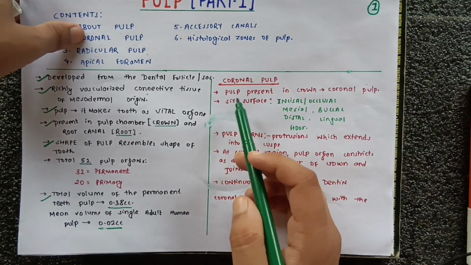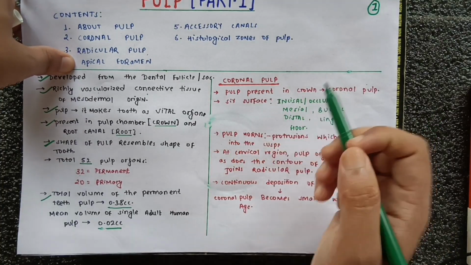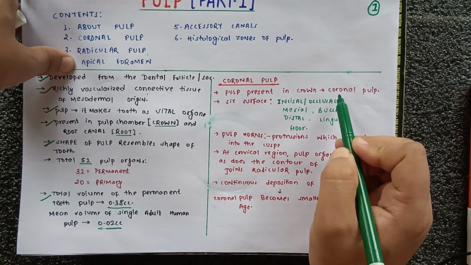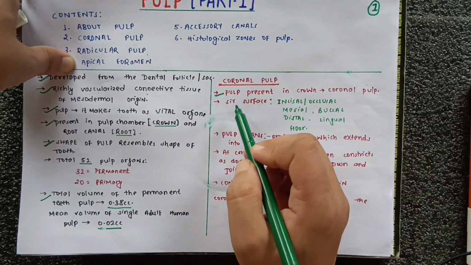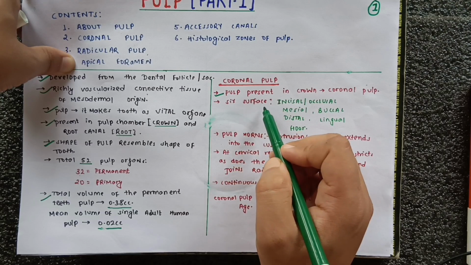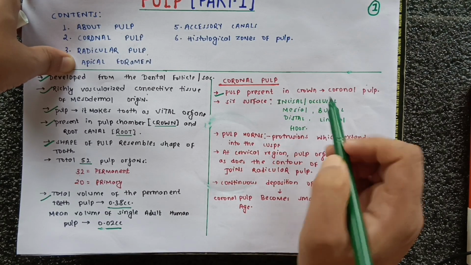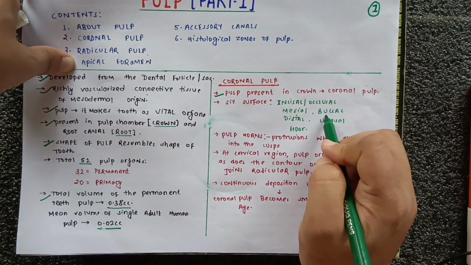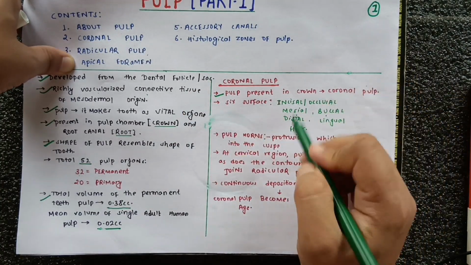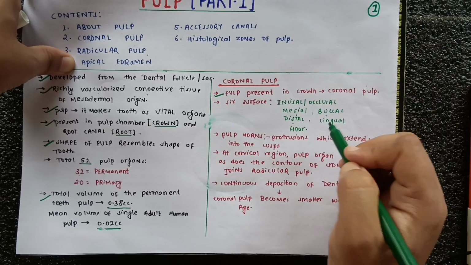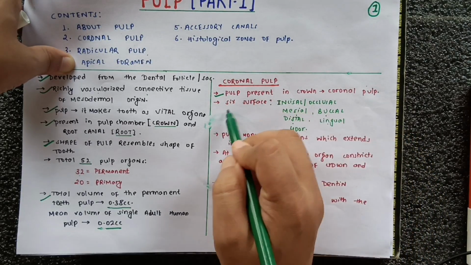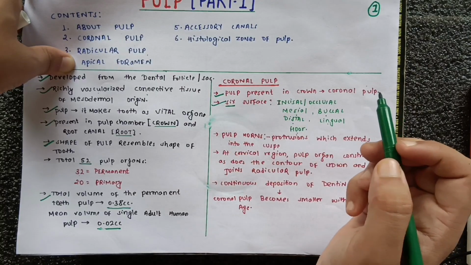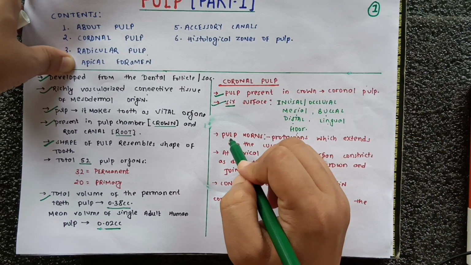After that, I will discuss the coronal pulp. As I have written here, the pulp present in the crown is called the coronal pulp. The coronal pulp has 6 surfaces. One is the incisal or occlusal surface, another is the mesial surface facing the mesial side, the buccal surface facing the buccal side, the distal surface facing the distal side, the lingual, and the floor. So there are a total of 6 surfaces in the coronal pulp. After that, I have written here pulp horns.